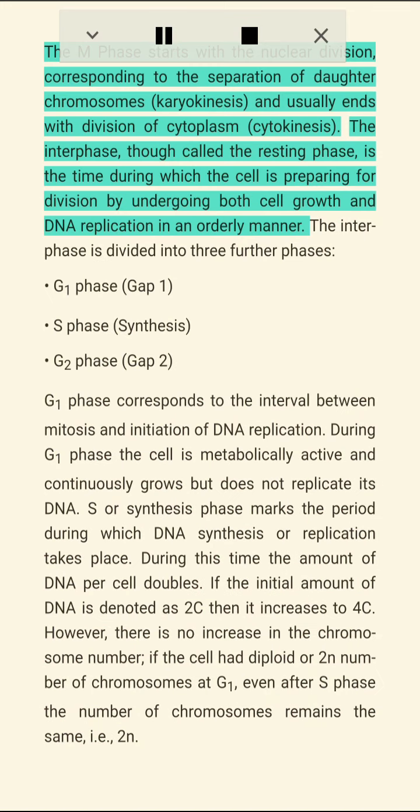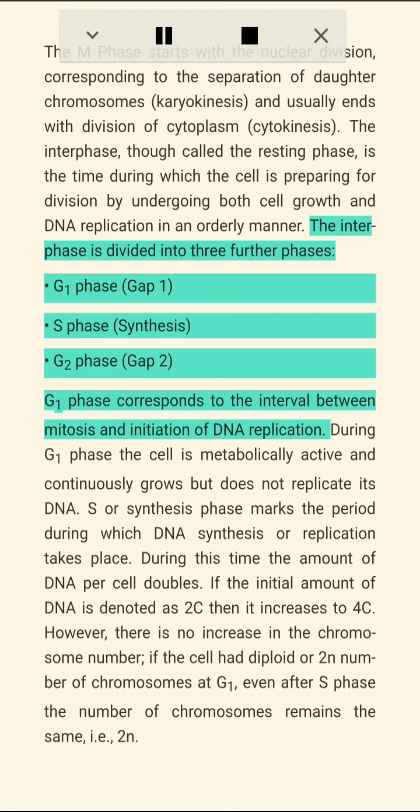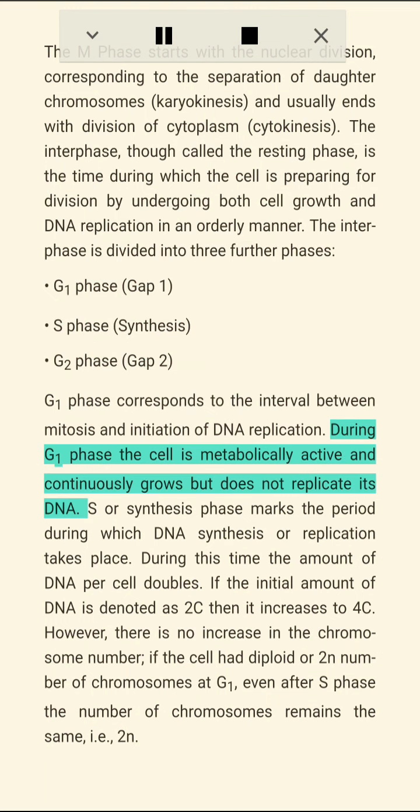The M phase starts with the nuclear division, corresponding to the separation of daughter chromosomes (karyokinesis), and usually ends with division of cytoplasm (cytokinesis). The interphase, though called the resting phase, is the time during which the cell is preparing for division by undergoing both cell growth and DNA replication in an orderly manner. The interphase is divided into three further phases: G1 phase (gap 1), S phase (synthesis), G2 phase (gap 2).